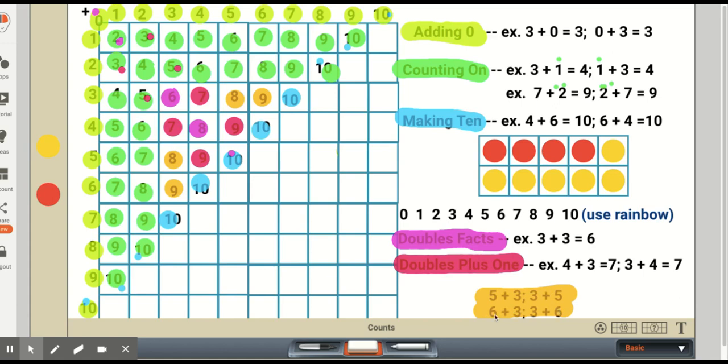And for these final set of facts, 6 plus 3, I would look at it starting with 6 as 6 plus 3, and we could use either the doubles fact of 3 plus 3 and then having to add 3 more on, or we could start at 6 and count on 3, 7, 8, 9. And this completes all of the facts that our first graders need to know fluently.